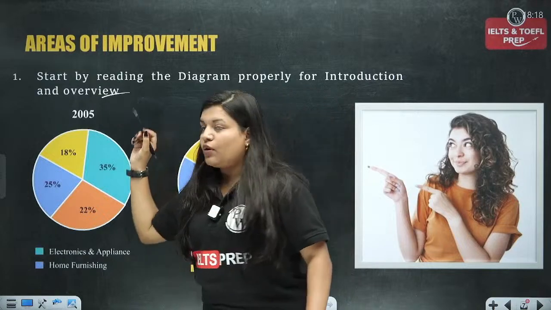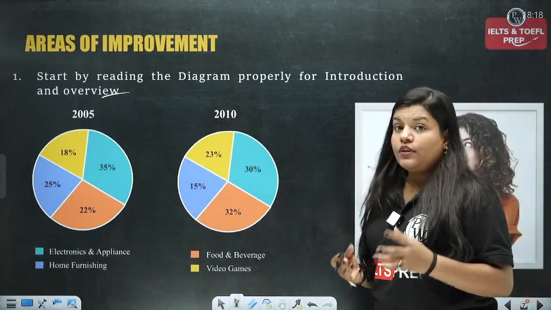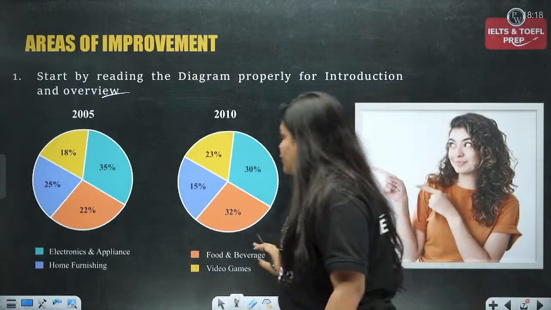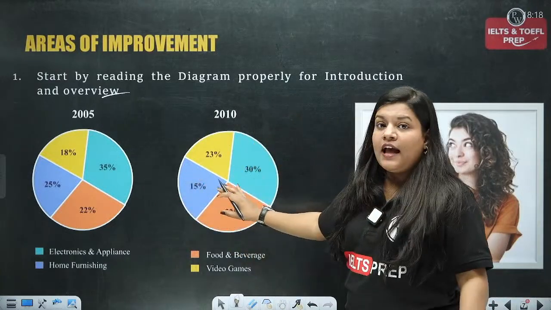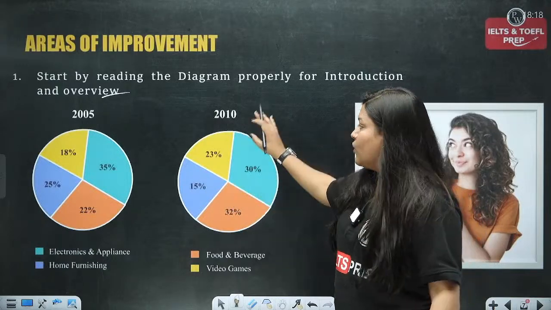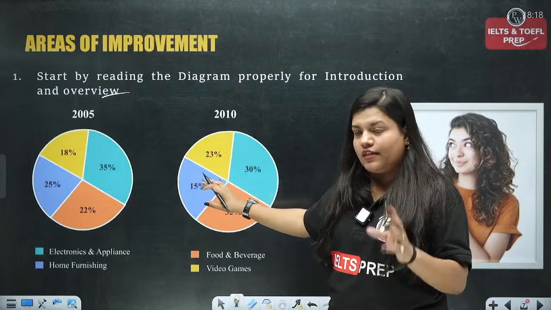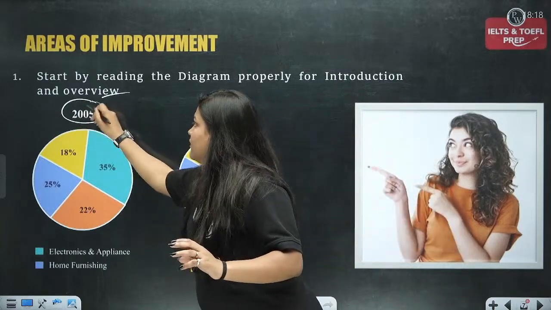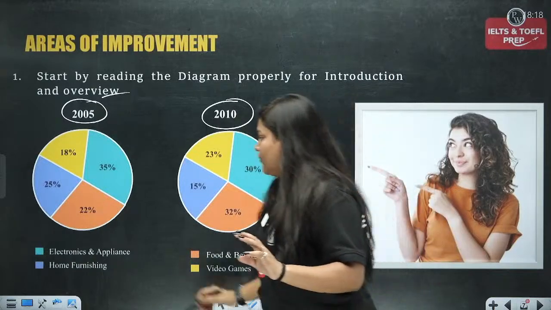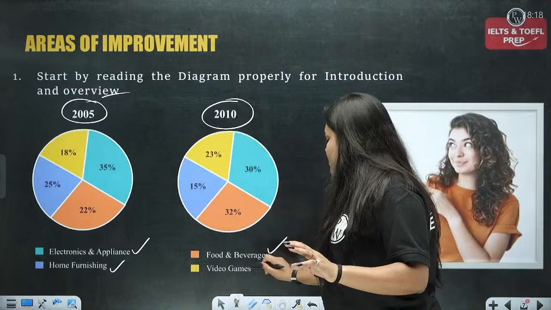If you want to have a good introduction and a good overview, then you need to read the question properly. First of all, look at the pie chart and also look at the question that was mentioned. You need to be very sure what this pie chart is depicting. Okay, 2005, 2010, fair enough. Now we've got electronic appliances, home furnishing, food and beverage, video games.